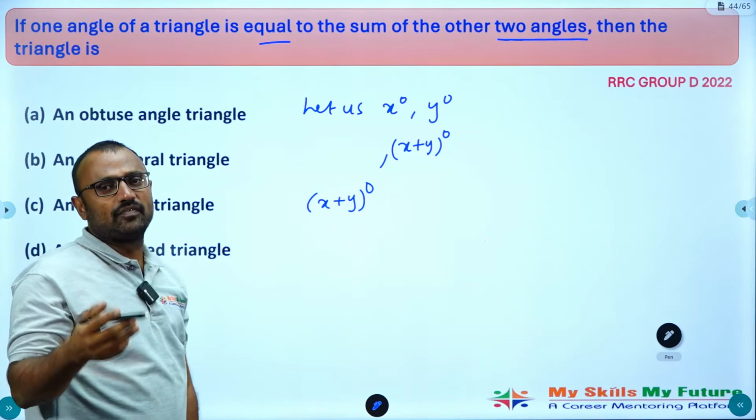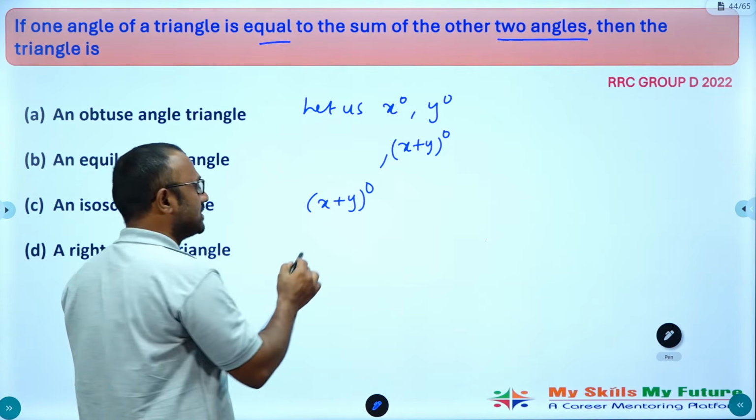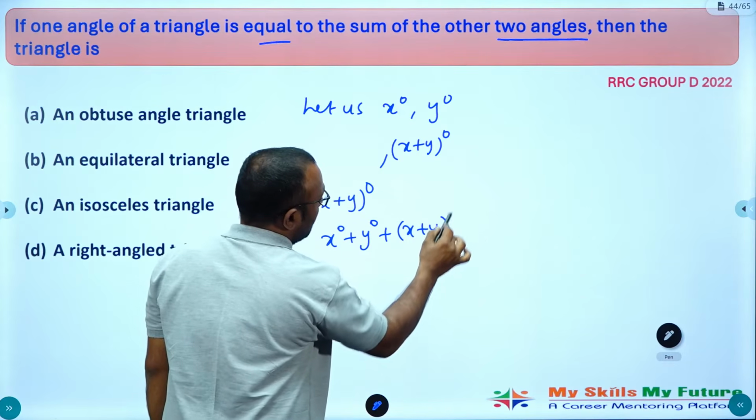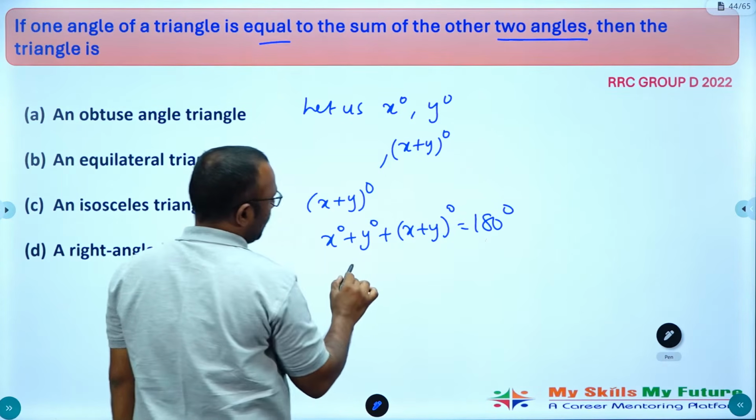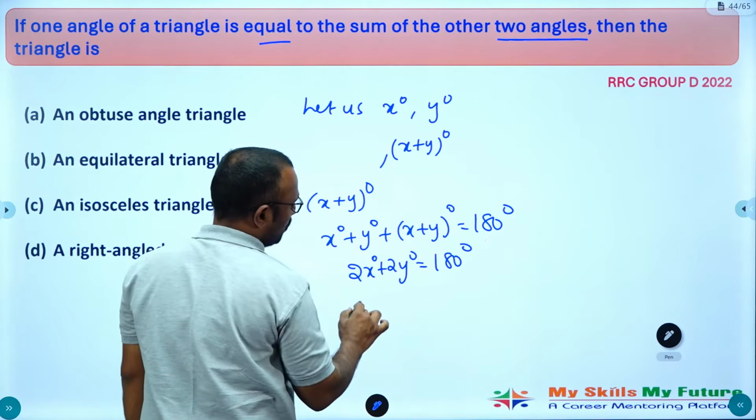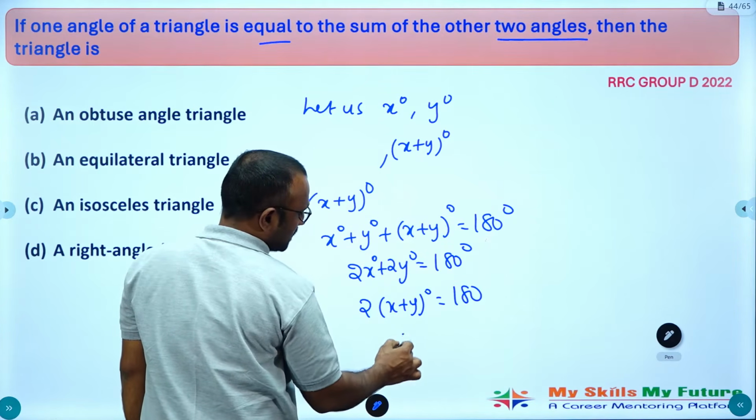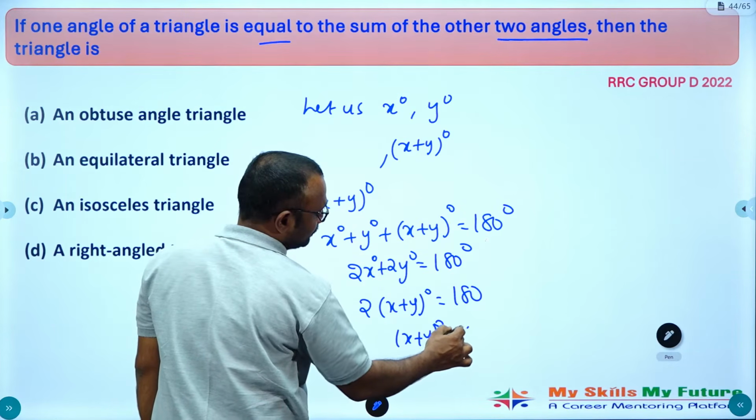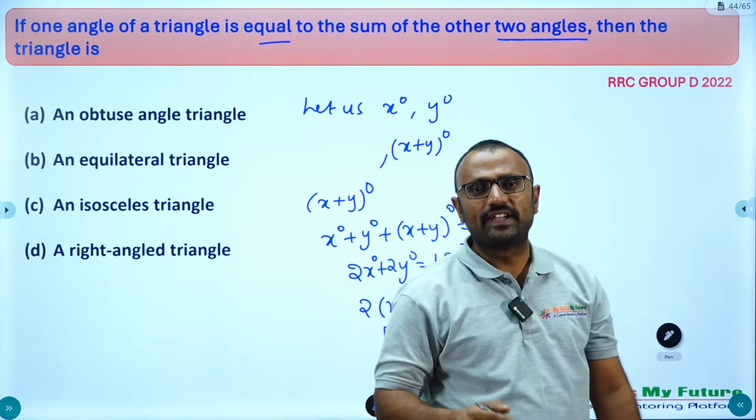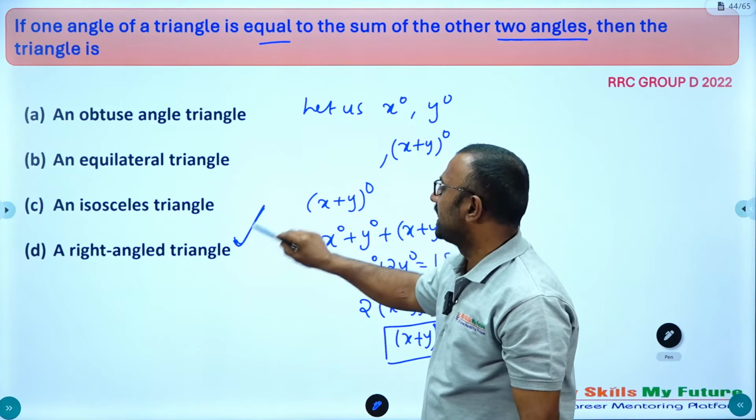The sum of the interior angles of a triangle is 180 degrees. So x degrees plus y degrees plus x plus y degrees is equal to 180 degrees. That gives 2x plus 2y degrees is equal to 180 degrees. Taking 2 common, x plus y is equal to 90 degrees. If one of the angles is equal to 90 degrees, we can call it a right angle triangle. So option D is correct, right angled triangle.